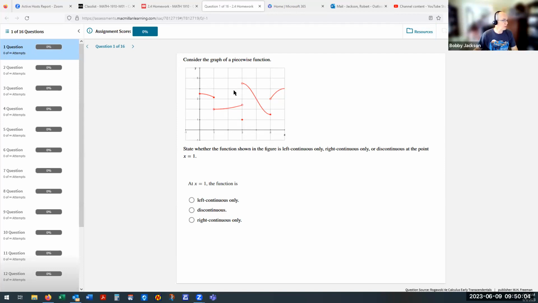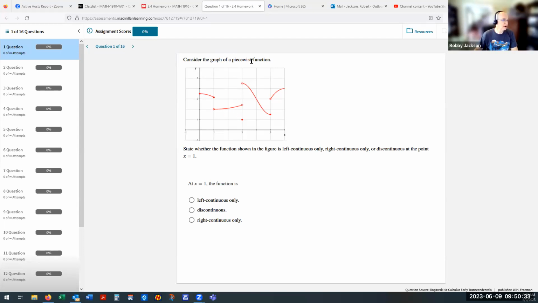I will also say on some of these problems, the graph didn't show up when I first opened this up. It took a long time to show up. Actually, on question 2, I had to close out and reopen the assignment. So if it says look at the graph and you don't see a graph, give it a few moments and see if it loads up. If not, you might need to close it out and reopen it.